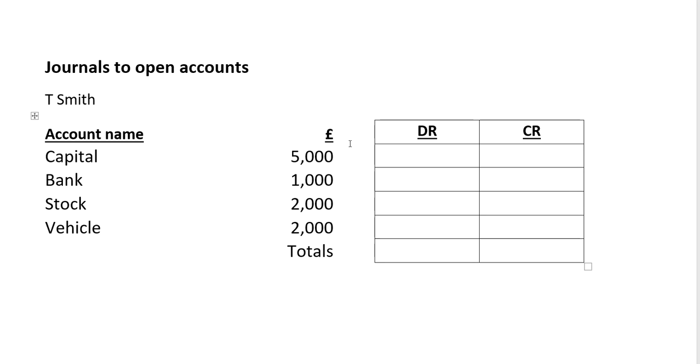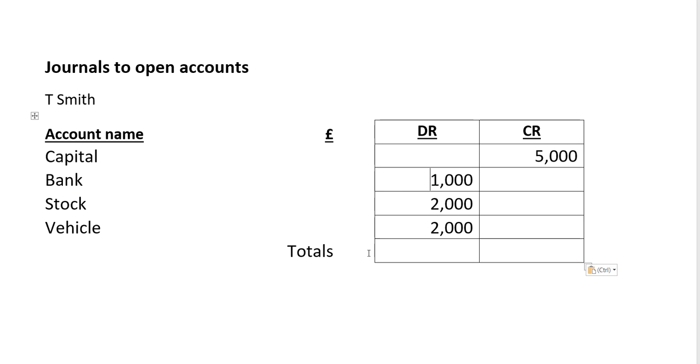So I know that the capital account will always be a credit. I also know that bank, money in the bank, stock and vehicles are assets to the business. So capital is a liability, and these are assets. So I'm going to put them into my debit column.